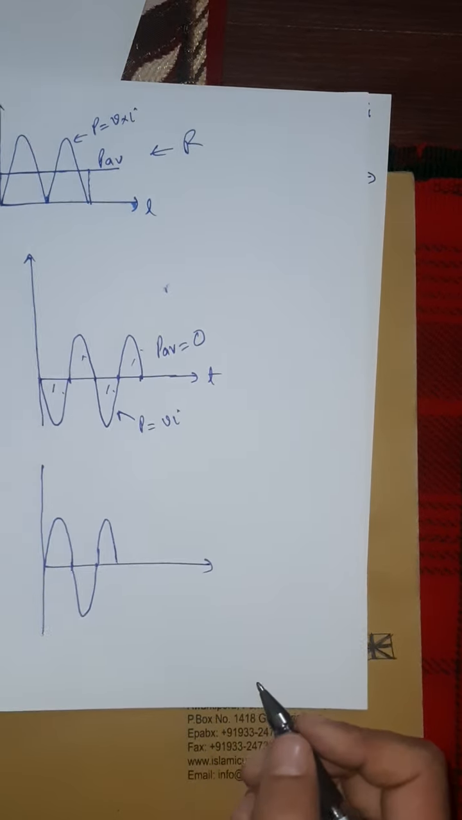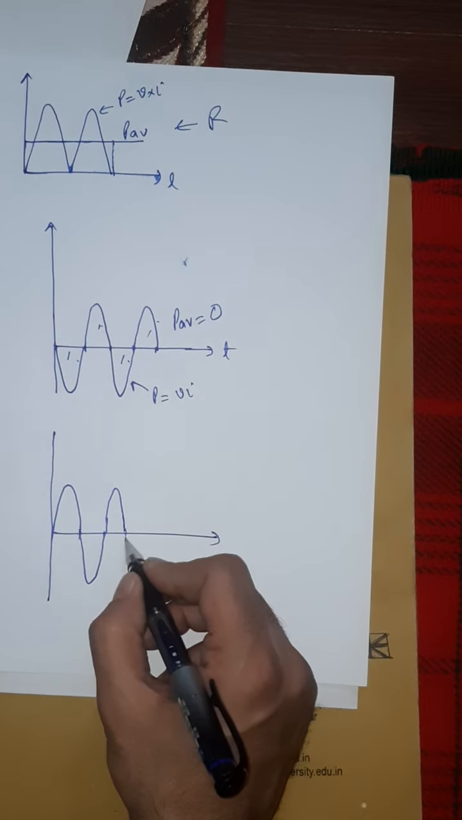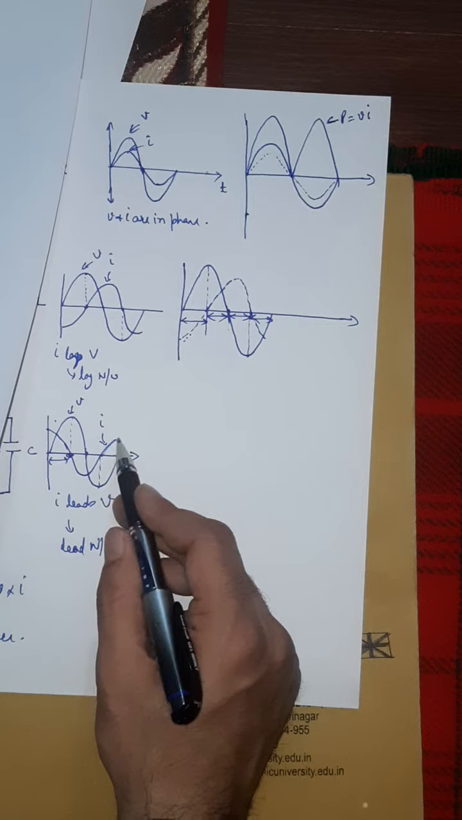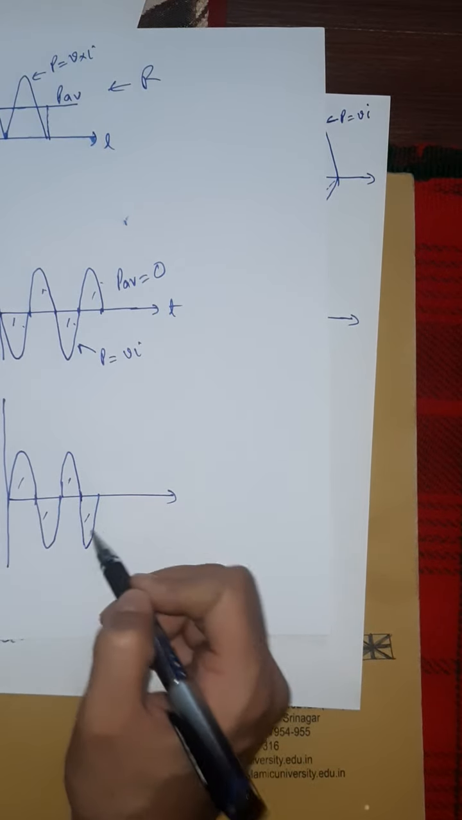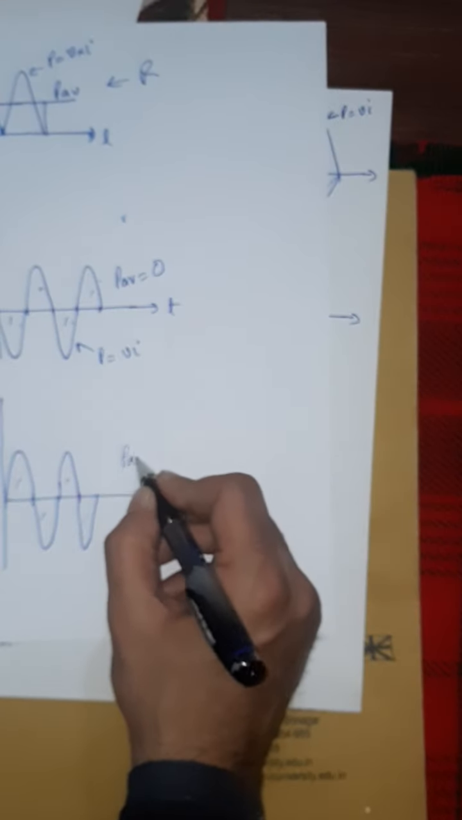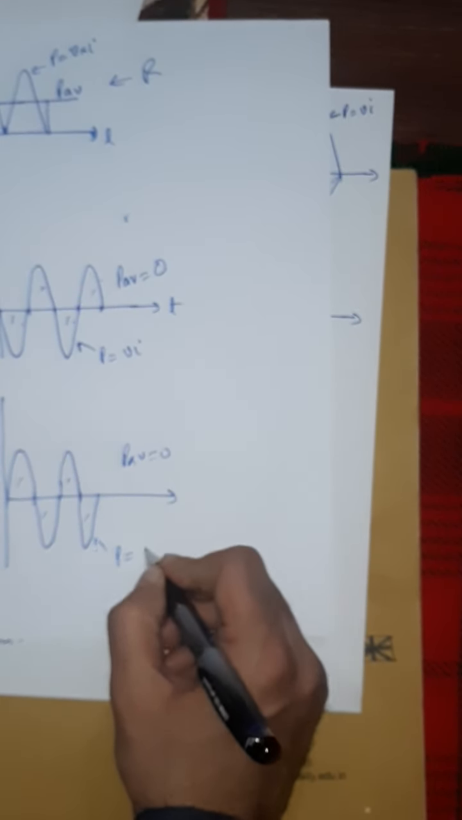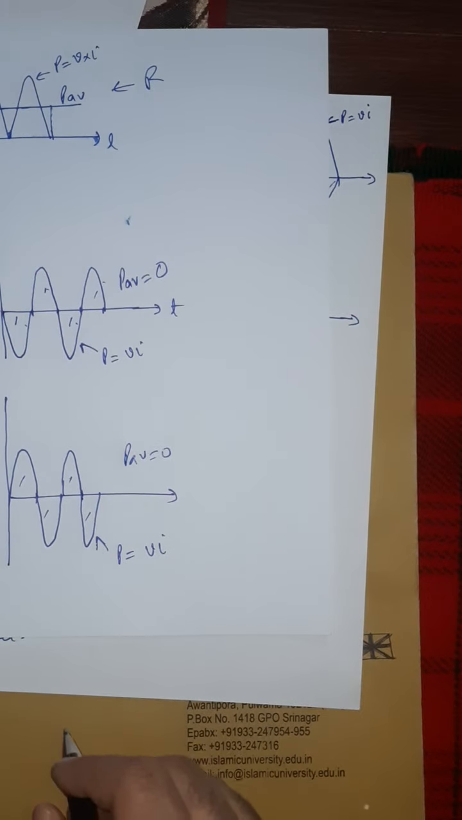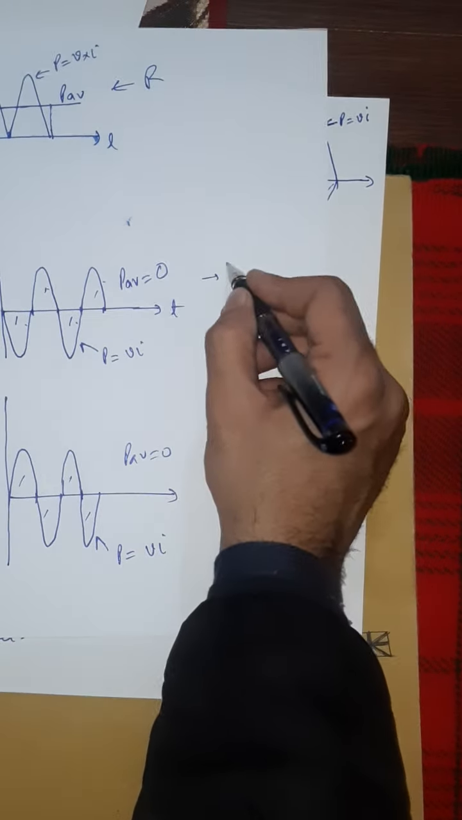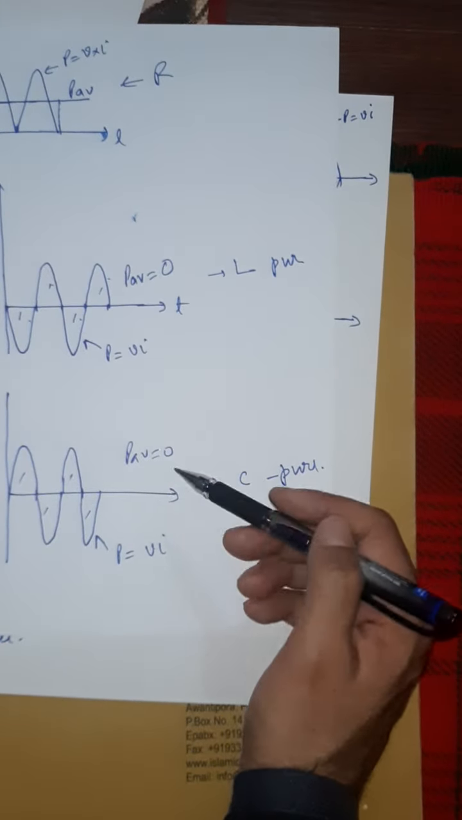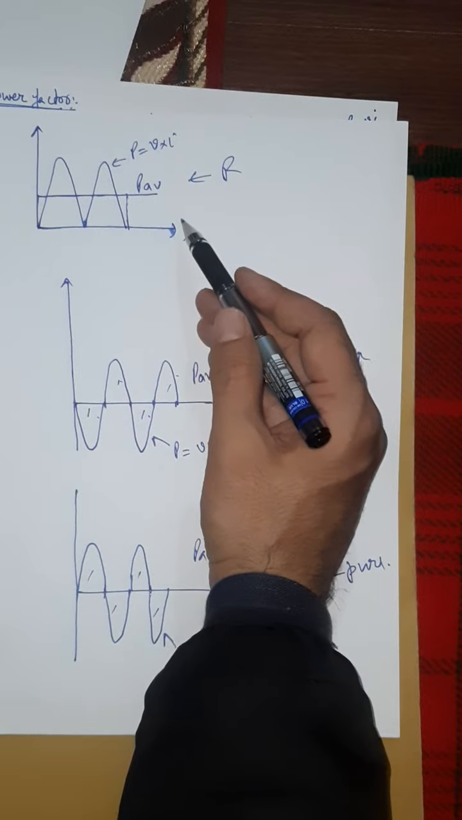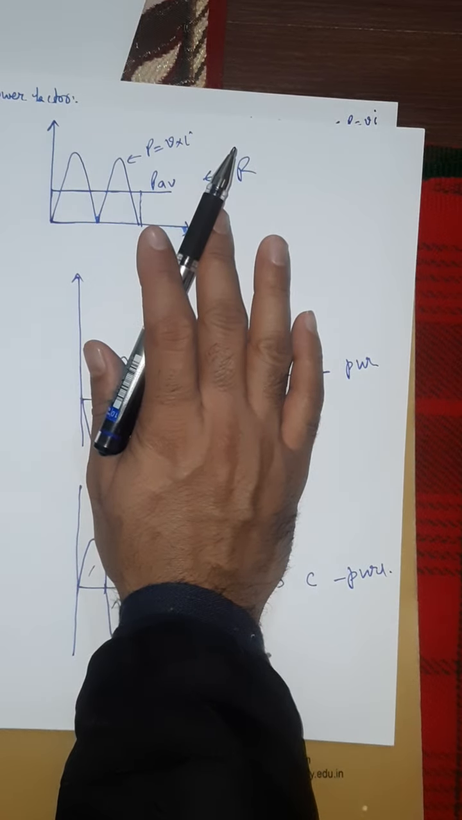Hope it is in the frame. During the last part, current is positive but voltage is negative, so power will be negative. Got it? Again, this area equals this area. So average power will be equal to 0, and instantaneous power is P equals V into I. This is for purely inductive, this is for purely capacitive. So both inductive and capacitive circuits give 0 average power, and only a resistive circuit gives some finite power. Got it?